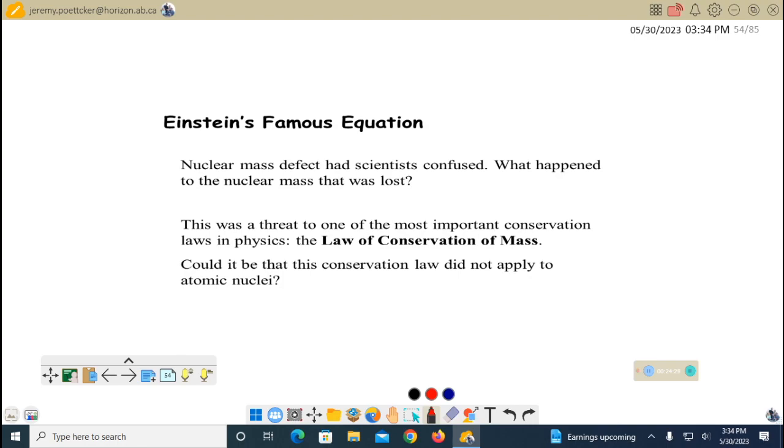And you might say, okay, maybe this is just a measurement error. But they kept having this error, and it's kind of like, what's going on here? What happened to that nuclear mass that was lost? If the law of conservation of mass suddenly doesn't work, right? We already had Bohr, who had tried to get around the problem with orbiting electrons by saying, well, Maxwell's laws don't apply here. Is this something like that?